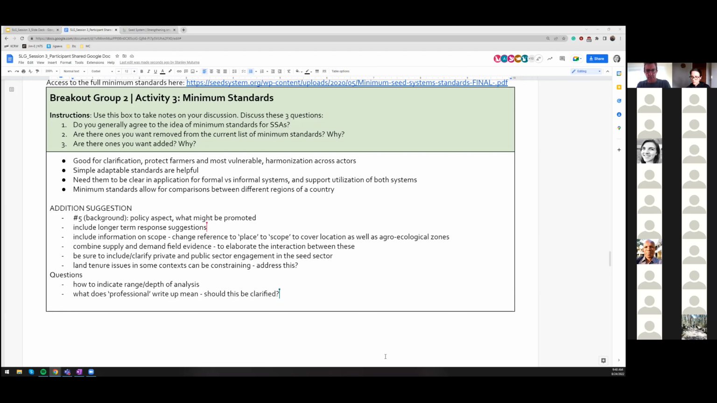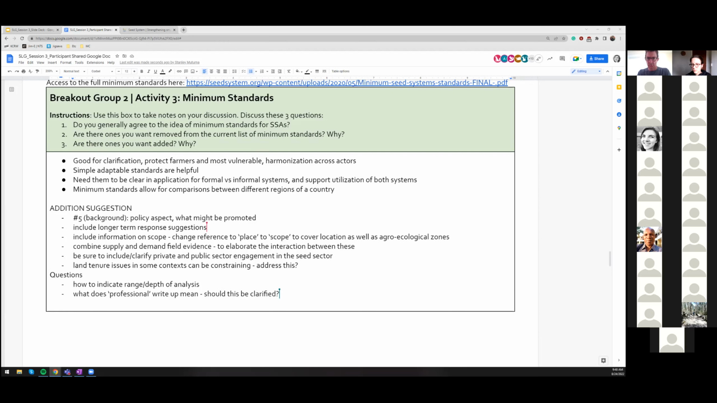Some of the suggestions for additions or changes is that perhaps in the background section, including policy, what might be promoted, including suggestions for longer term responses. I think there's also a question in the context about the place where the assessment might be conducted. We'd like to have that clarified to cover location as well as agroecological zones. So maybe it's more about scope than place.